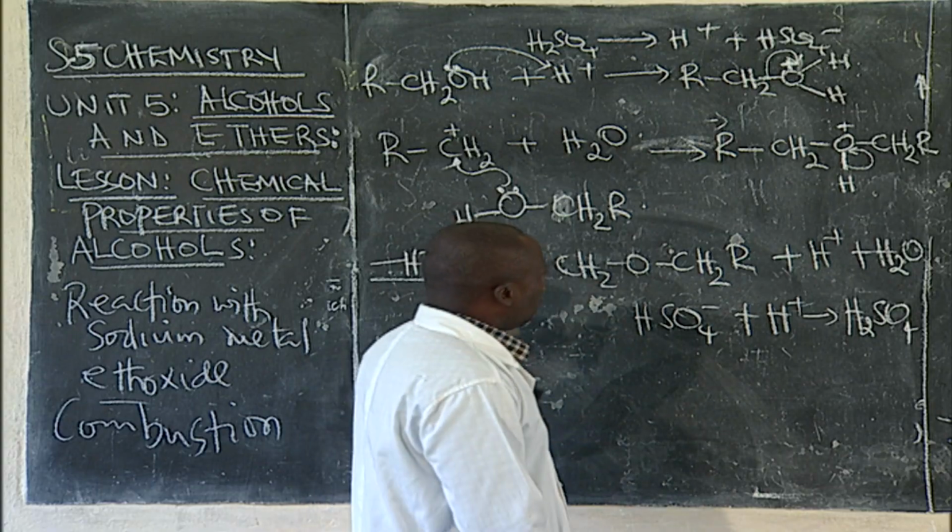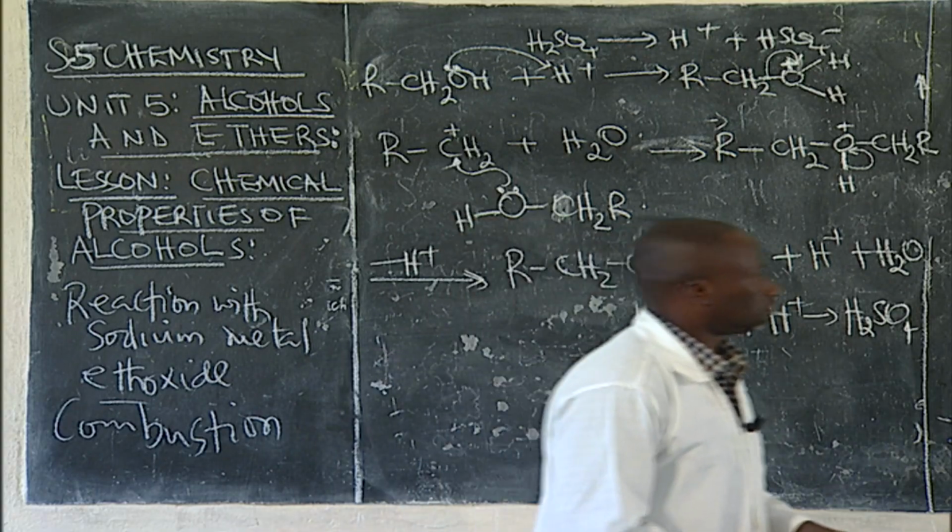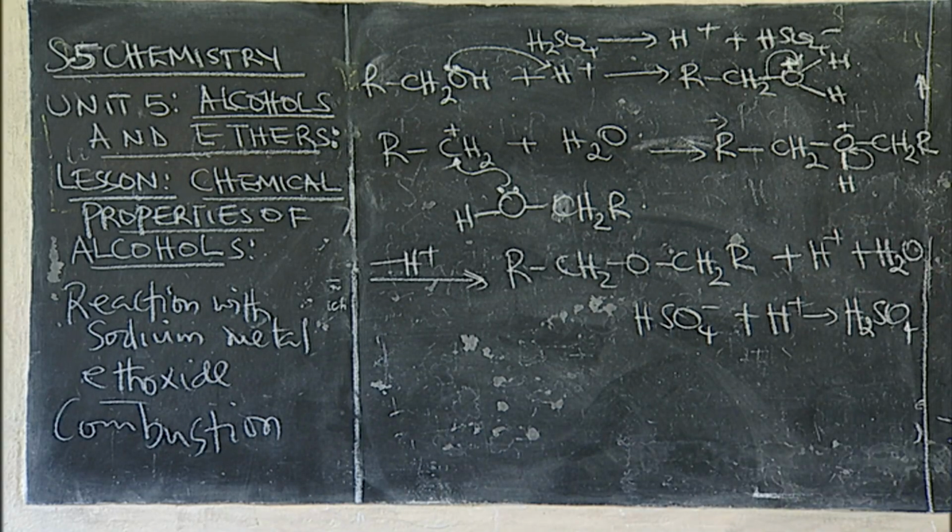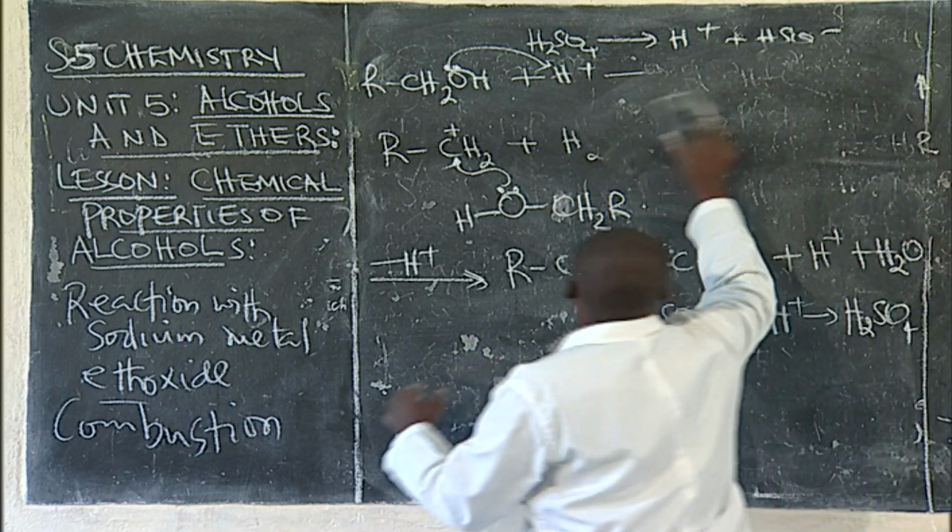Here I used a general alcohol, so use a specific alcohol. You can write an alcohol and then use that specific one. It can be ethanol, it can be propanol, it can be any other type of alcohol, and then suggest the product of the reaction.